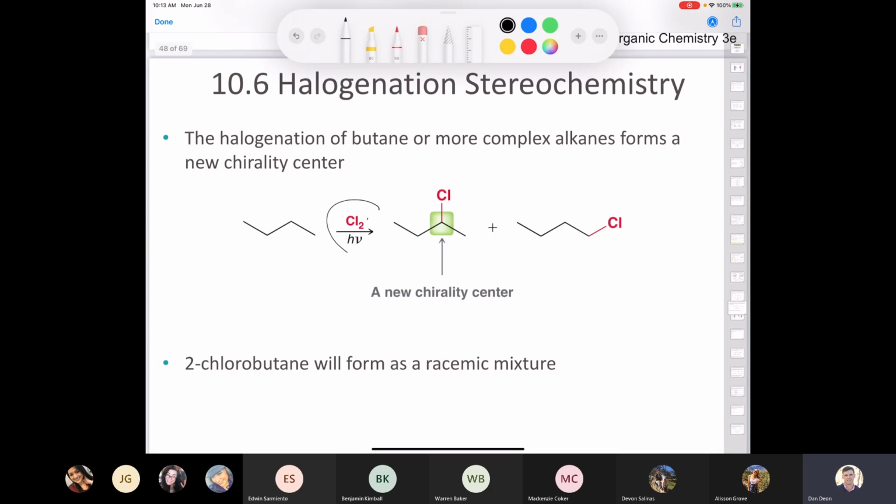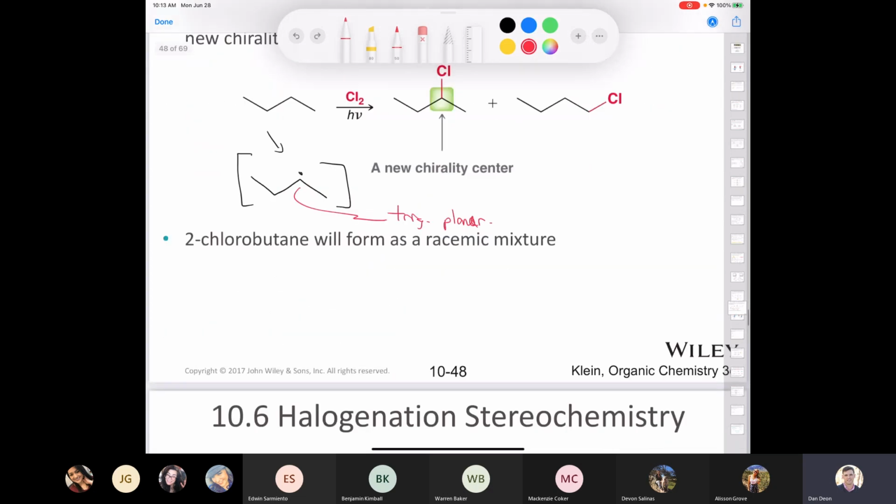Okay, so if we treat this with chlorine, well, chlorination is not nearly as regioselective as bromination, so we're going to end up forming a couple of radicals. But if we form the secondary radical, which would be this, well, remember, we can treat this as being trigonal planar. So that means when the halogen abstraction occurs in the next step to make this compound, it can occur from either face of the molecule, right? So you end up with a racemic mixture of 2-chlorobutane, and then of course this has no chiral centers, 1-chlorobutane.